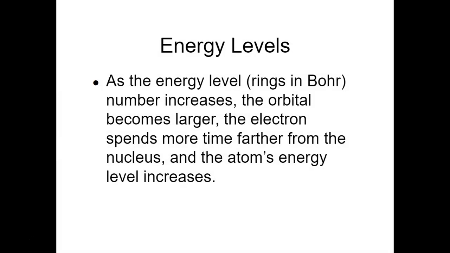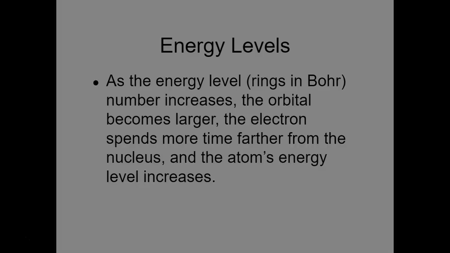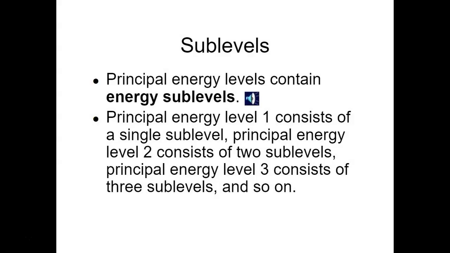So just like in Bohr, as our energy levels increase, the orbital becomes larger. Remember, our electron cloud is giving us the volume of our atom. Because the orbital becomes larger, our electron spends a lot more time away from the nucleus, and because of that, it takes a lot of energy, and so our energy level increases. So our principal energy levels have sublevels. Energy level 1 has 1 sublevel, energy level 2 has 2, 3 has 3, and so on and so forth.